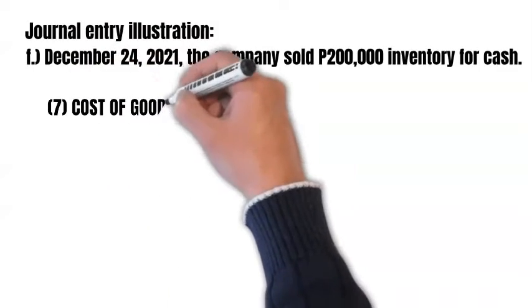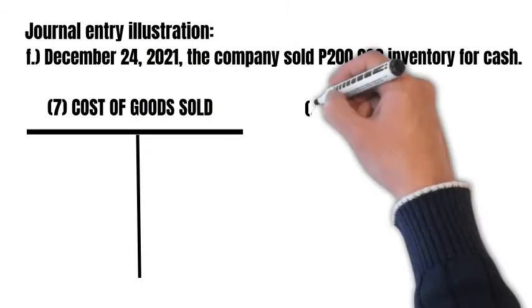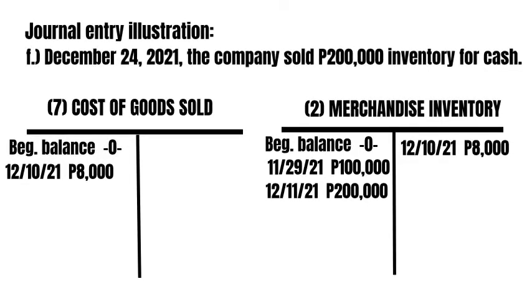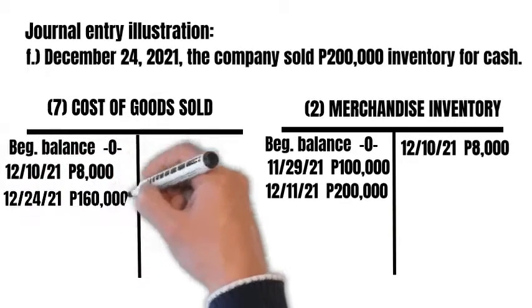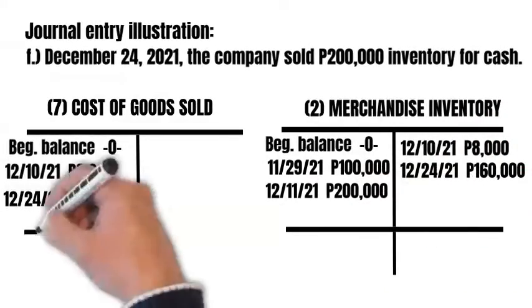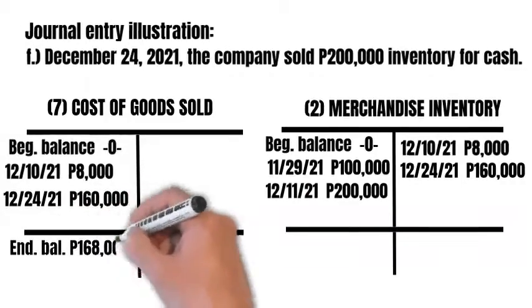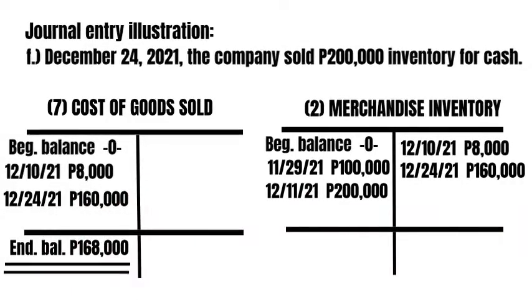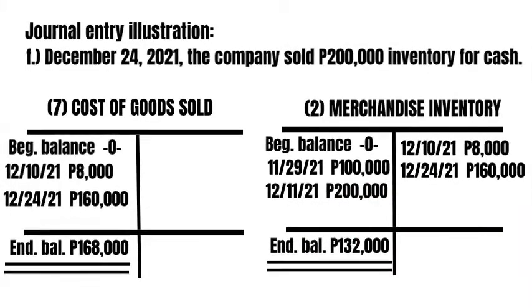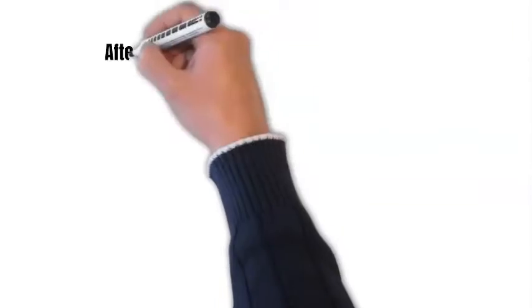Cost of goods sold. Merchandise inventory. Beginning balances. Debit cost of goods sold 160,000 pesos. Credit merchandise inventory 160,000 pesos. Cost of goods sold ending balance 168,000 pesos. Merchandise inventory ending balance 132,000 pesos. After posting journal entries to T account.